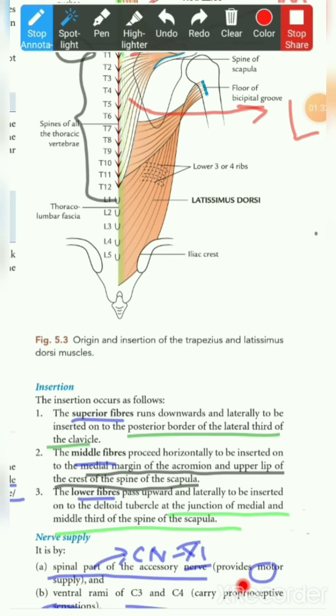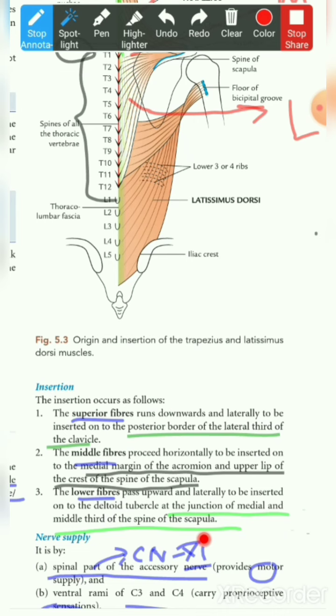Now let's see the insertion. Where is it inserted? It is inserted by three fibers: superior, medial, and lower fiber. The superior fiber is inserted in the posterior border of the lateral one third of the clavicle. The medial fiber is inserted in the medial margin of the acromion process and upper lip of the crest of the spine of scapula. And the lower fibers are also inserted in the scapula, in the medial and middle third of the spine of the scapula. Or you can say it briefly: the spine of the scapula.